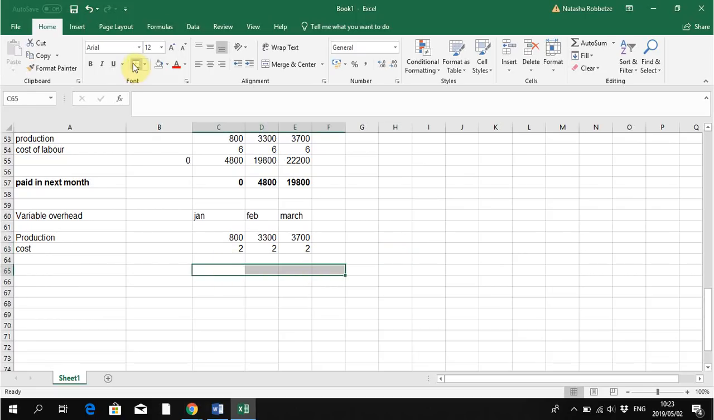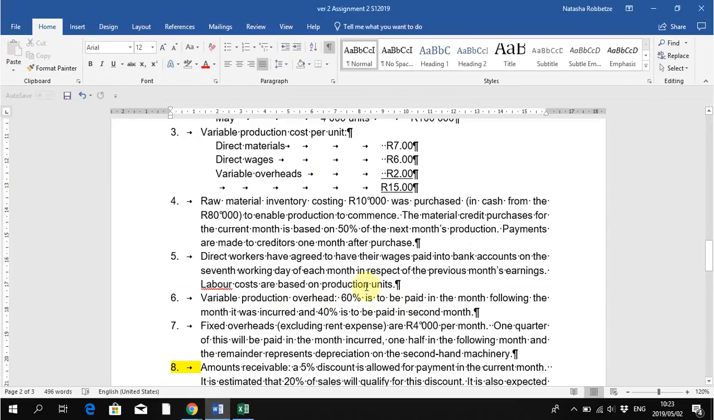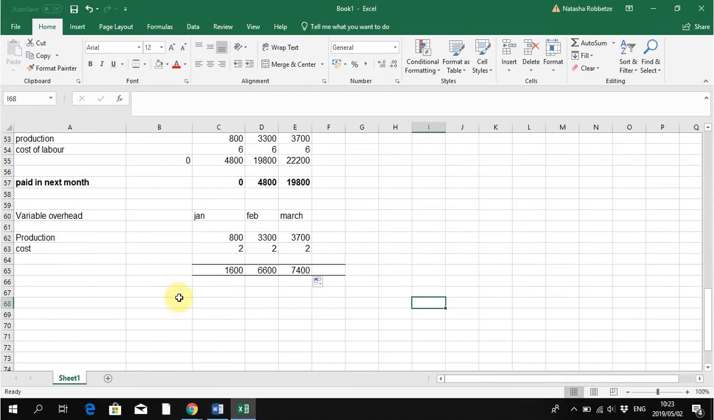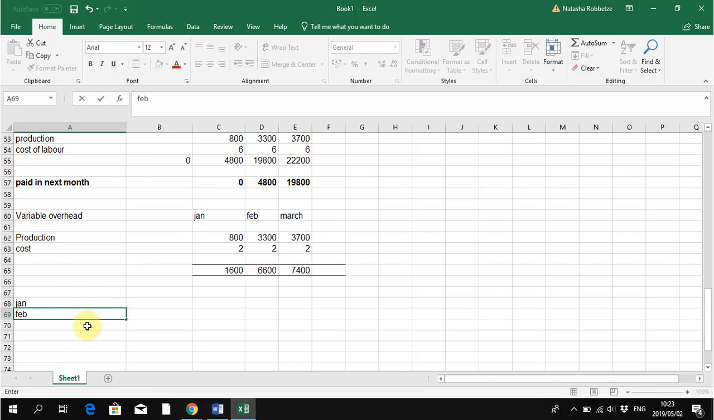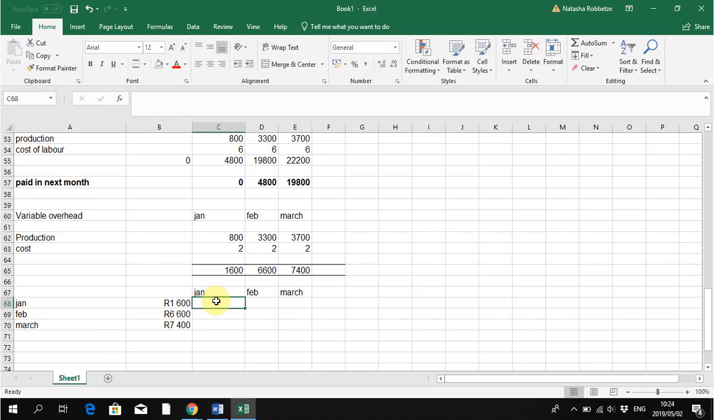If I get an answer there, I have calculated then the variable overhead, but there's a specific way in which it is paid for. 60% is paid for in the month following the month, and 40% is paid for in the second month. So then I'm going to draw up a schedule. So I'm going to say we have January, February, and March. We're going to have Jan, Feb, and March. And then I'm going to have the Rand values. It's 1,600, 6,600, and 7,400.